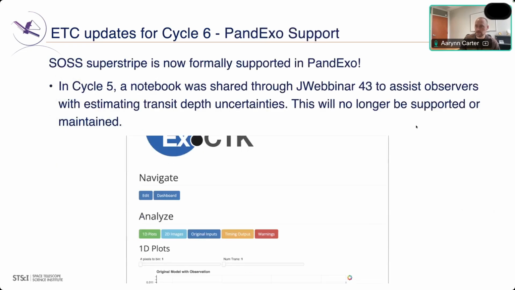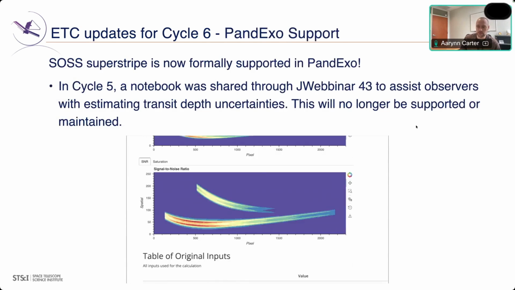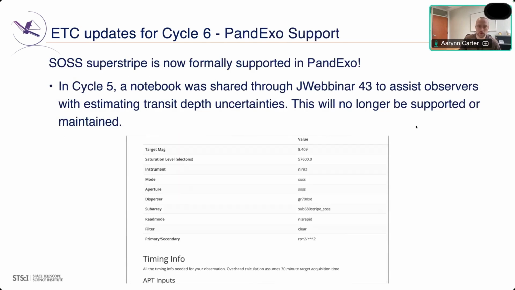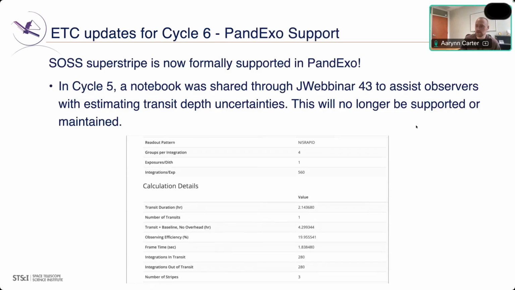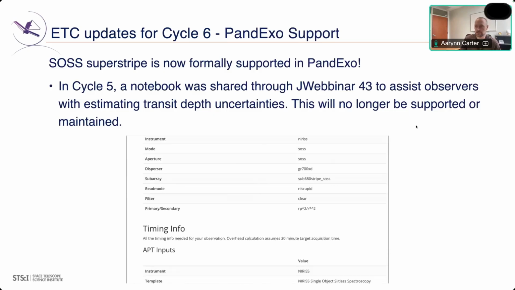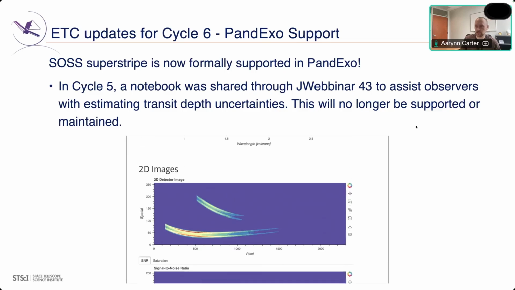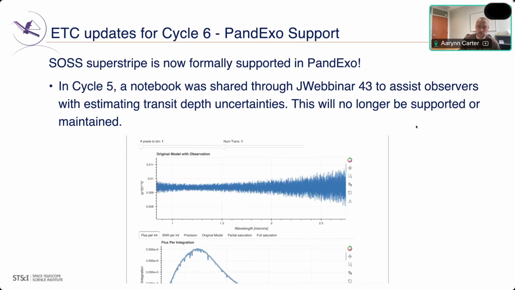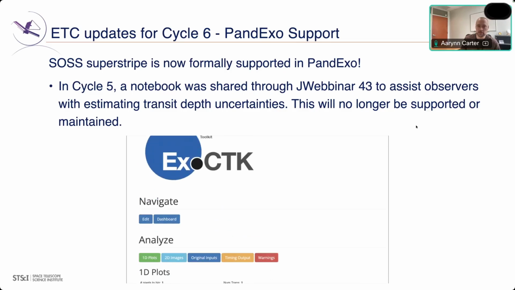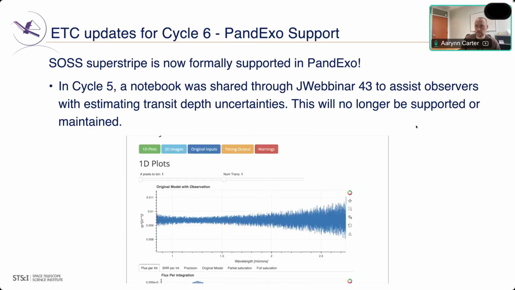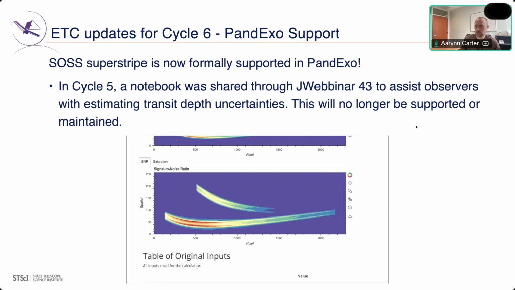The next thing is Pandexo support. So we now have, for cycle 6, support for Pandexo for all the superstripe subarrays. So you can go and use your standard routines to calculate what exposure settings you want to have for your transit, how long the transit needs to be, and what kind of uncertainties you're going to get on the transmission spectrum itself. We haven't got to the point yet where we're comparing the transmission spectrum precision we got from the WASP-18 measurement to the Pandexo measurement, but that's something we'll definitely be aiming to do in the coming months.